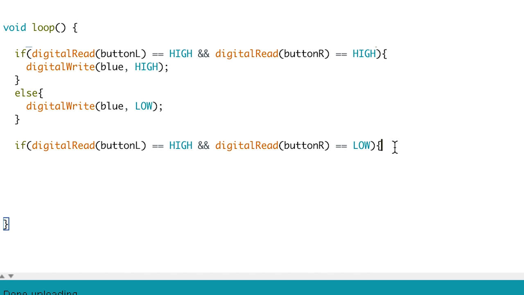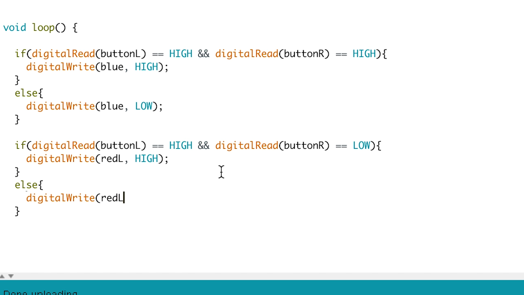So now we're going to add our digital write, so we're going to say digital write, and we're going to say the red LED on the left is going to go high, close the bracket, semicolon, and then we have to add an else statement for that. Else digital write red left is low.